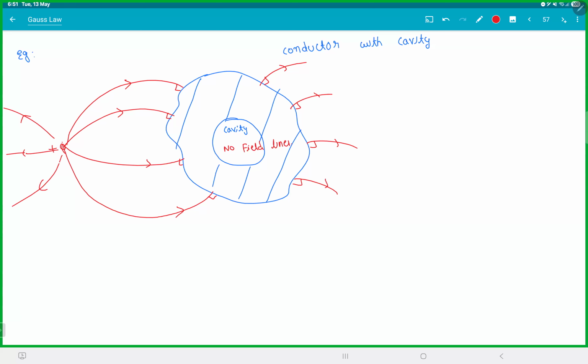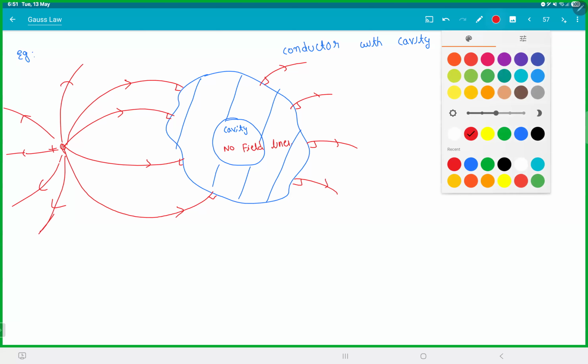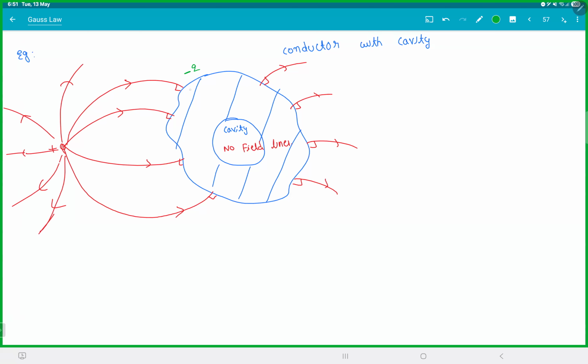So there are more field lines here. This is how the field lines will look. They'll enter the conductor perpendicularly. They will leave the conductor perpendicularly. So there will be some minus charge here, and some plus Q charge here. The total will be zero because it's a neutral conductor.